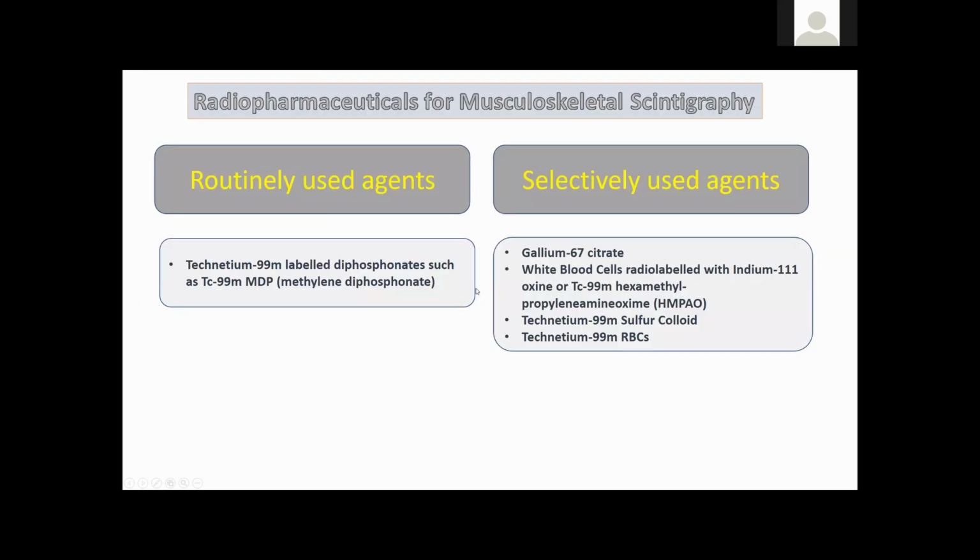We will speak now about the examination itself and try to simplify it. We always use multiple agents in the examination. The routinely used agents are like MDP. The other selectively used agents are like gallium, or white blood cells radiolabeled with indium or HMPAO, or sometimes technetium-99m sulfur colloid or RBCs.